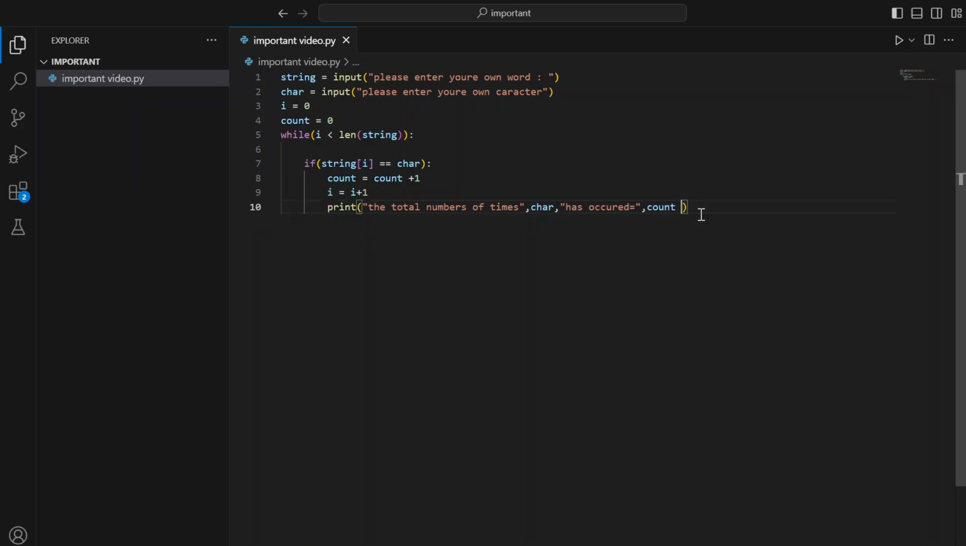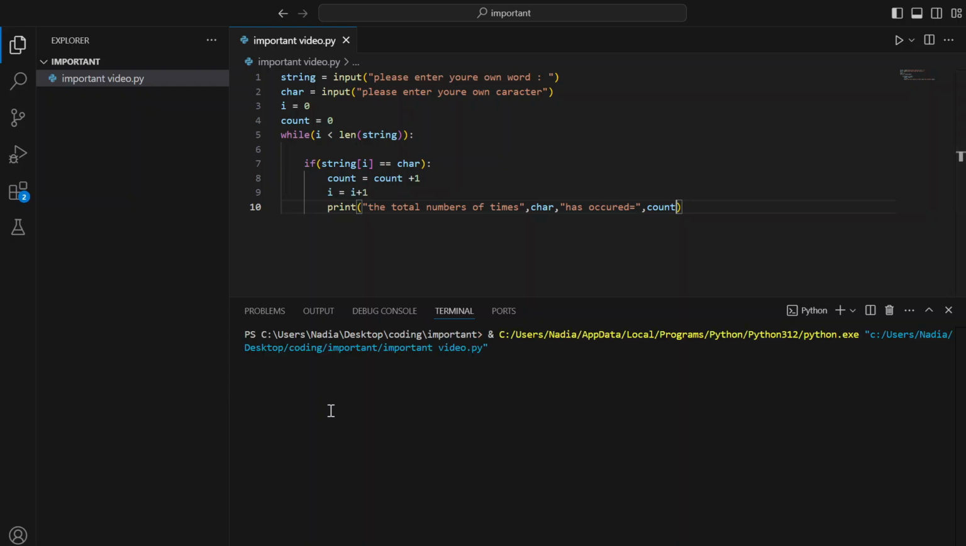Let's run it and see. What's my favorite? Sushi. Character. I don't know which character. I'm just going to add Sushi Man.